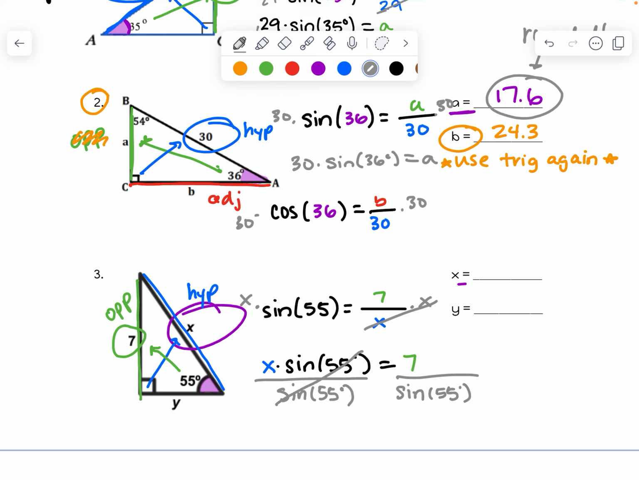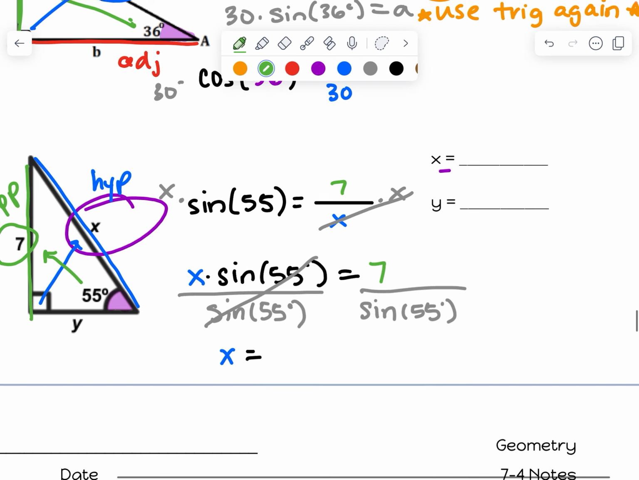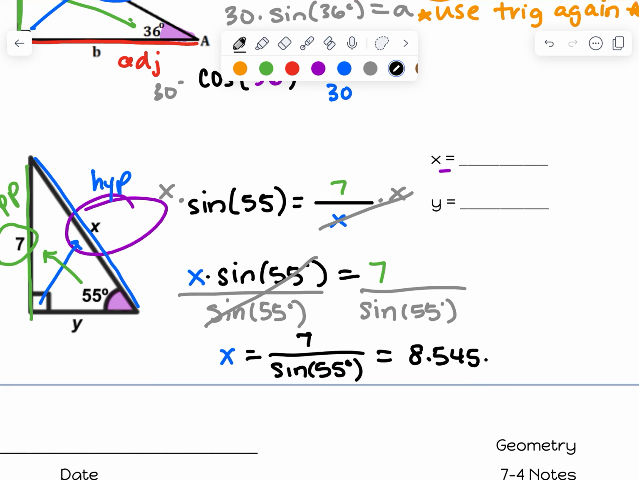So on the left, they'll cancel, leaving me with x by itself over there, which is perfect. And then the expression we're going to type in our calculator is going to be 7 divided by the sine of 55. So you go to your calculator, you hit 7, you hit divide. Even though it doesn't look like a fraction on most of your calculators, it'll look like just a division symbol. And then sine 55, and you should get 8.545, etc., which of course we will round to 8.5.